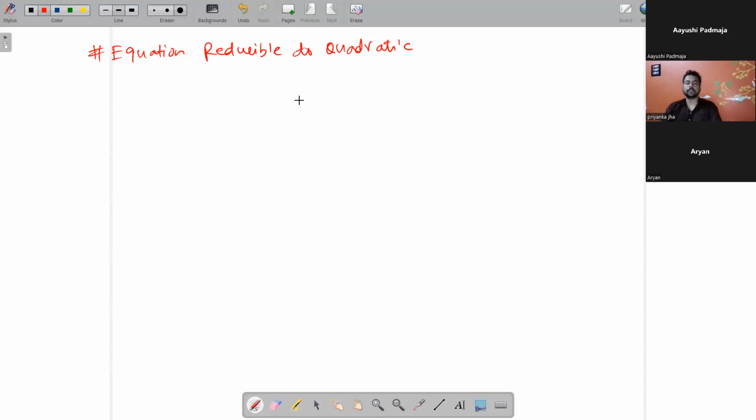Okay, so today we'll start with equations reducible to quadratic. First, I'll solve one question for you, and then I'll give you some of the rules that you can use in solving these kinds of questions. So let me take one question. Solve x squared minus 5x.